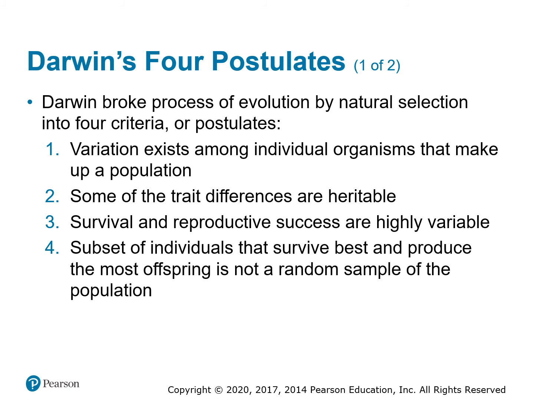He had four postulates that established his theory of natural selection, or evolution by natural selection. The first was that variation exists among the individuals. So there's just a little bit that makes each one of us different. Some of the traits or differences are heritable, meaning that it has to come from a genetic component.